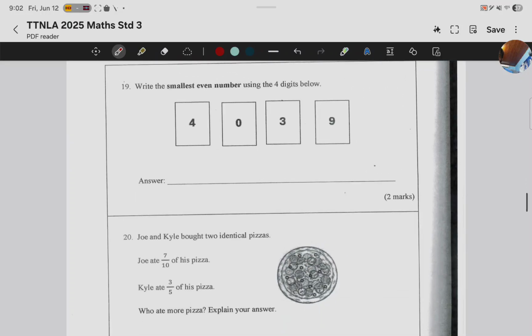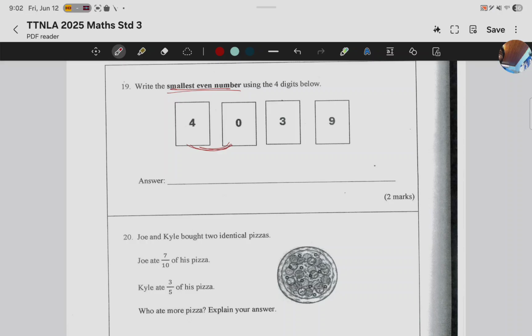Write the smallest even number using 4 digits. So if you're using 4 digits, that means they want a 4-digit number. They want the smallest even number. We know an even number ends in 0, 2, 4, 6, or 8. So that means this number needs to end in either 4 or 0.